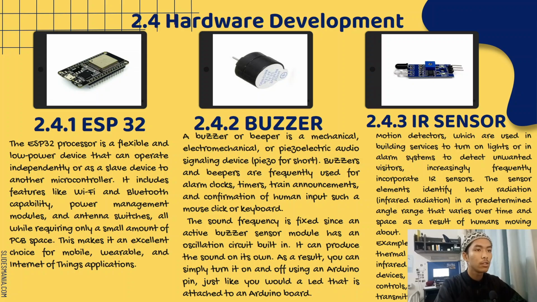Next, IR sensor is a motion detector which is used in building service to turn on light or in alarm system to detect unwanted visitor. Increasingly frequently incorporate IR sensor.